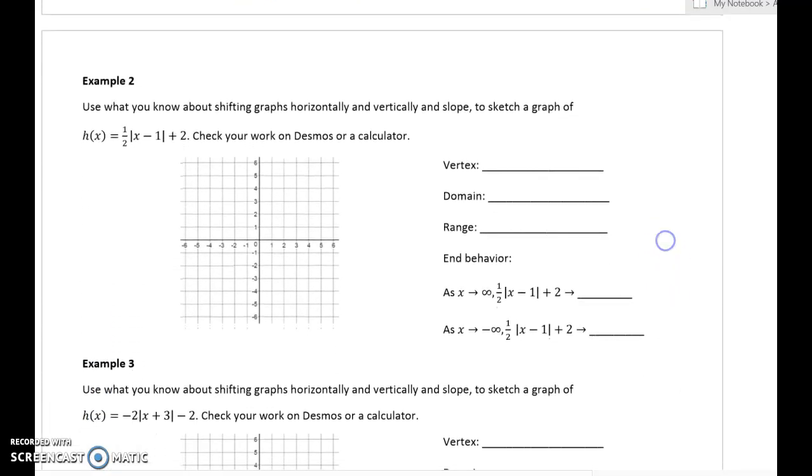To the next page for example 2. This one is similar, except now we have a slope to contend with. So our vertex, our h is 1, because it's x minus 1. So our h is 1, our k is 2, for our plus 2 there. So let's plot that. So now our slope out front here is 1/2. So from here, we'll go up 1 over 2, up 1 over 2, and we'll do the same thing on the other side.